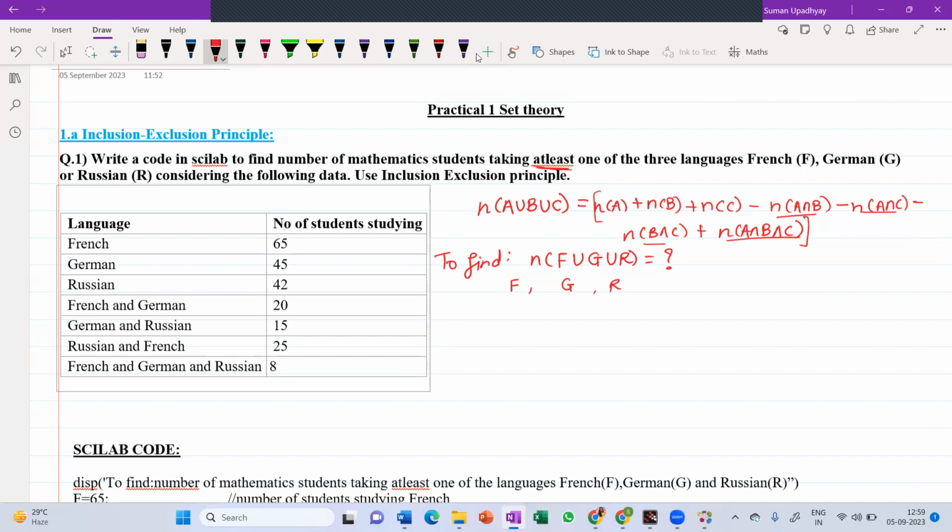All right. So we need to define this data. Okay. So for French, I'm going to take the variable as F. For German, I'm going to take the variable as G. For Russian, I'm going to take the variable as R. Okay, you can take other letters also, but F, G, R would be better for us to understand what these variables stand for. All right. So let us see the code.